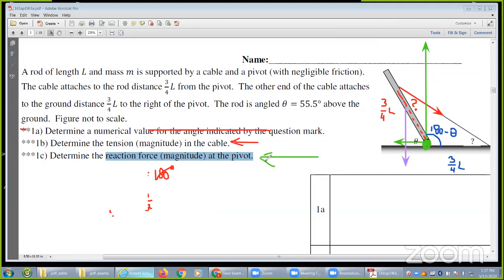Somebody other than Phil. Maybe you could contribute to the chat, somebody other than Phil. Let me move my chat out of the way in case that's blocking you. I want the reaction force. What should I do? Yep, force equations.